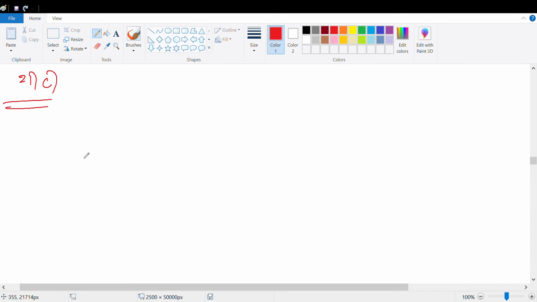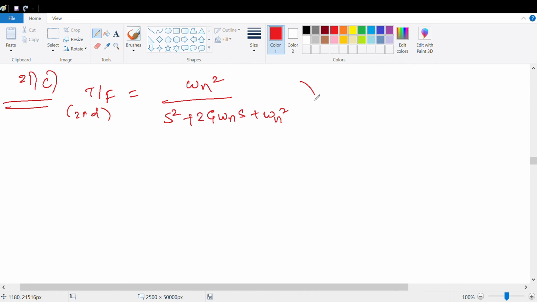For each of the three step responses shown in the figure, find the transfer function of the system. So the transfer function for a second order system, general form, is omega n square by s square plus 2 zeta omega n s plus omega n square. This is the general form of a second order transfer function.